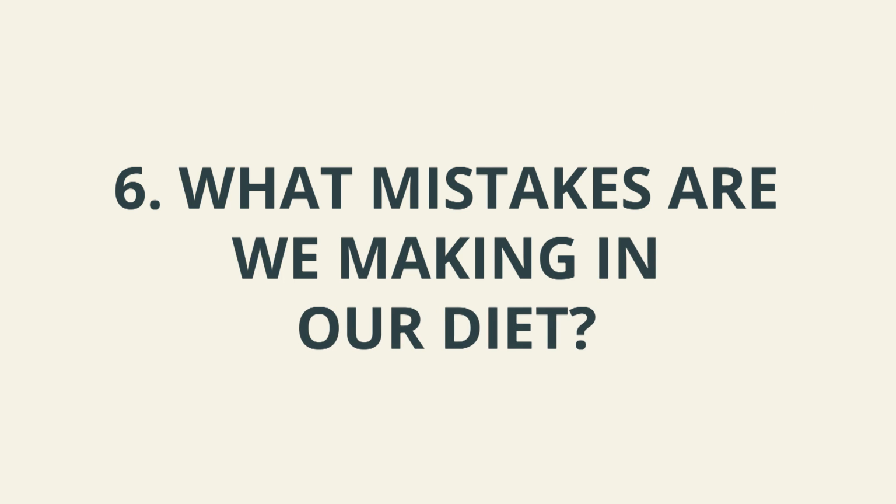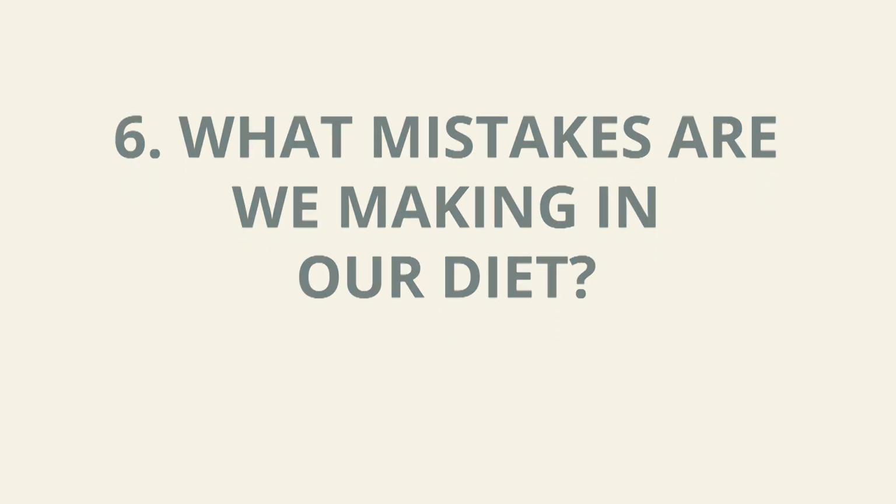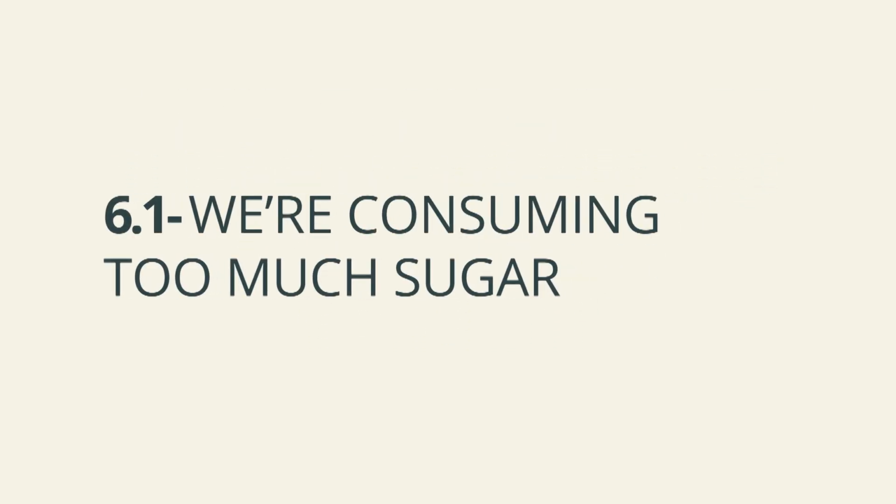What mistakes are we making in our diet? We are consuming too much sugar. Carbohydrates are sugars arranged in long chains, and they play an important role in human nutrition, providing energy and sustenance. Because of their importance, carbohydrates are one of the macronutrients, along with protein and dietary fat. We make mistakes about carbohydrates when we don't differentiate between the different types of carbohydrates.